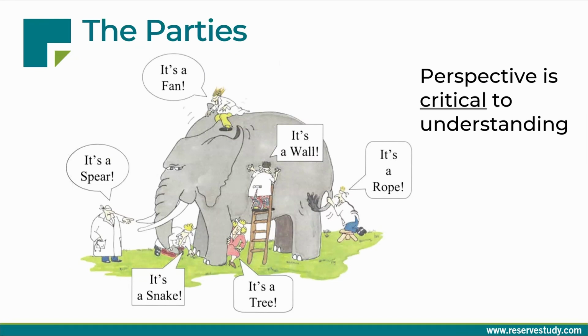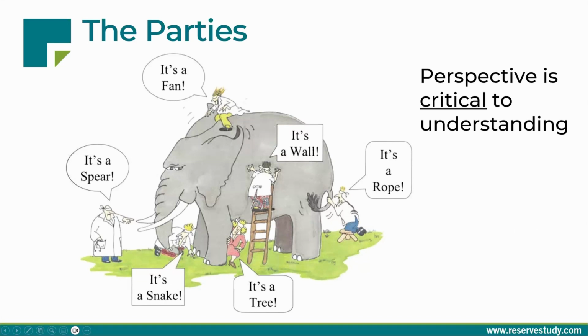You can see the different people, blind people, touching an elephant or meeting an elephant. The first time they might see it, you can see the person on the right thinking, oh, it feels like a rope. The person on the left says it feels a lot like a pointy thing, a spear. Or the woman by a leg says it looks to me like it's a tree. We're going to use this idea that perspective is important and it guides your understanding and your expectations of what a reserve study is.